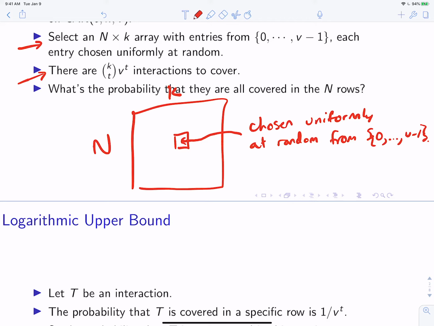V to the t is more about the covering array. For a set of t columns, I must see v to the t interactions. But then how many choices of t different columns do I have? K choose t. So for k choose t different sets of columns, I have v to the t interactions for those columns to see. So the total for the entire array is k choose t times v to the t.